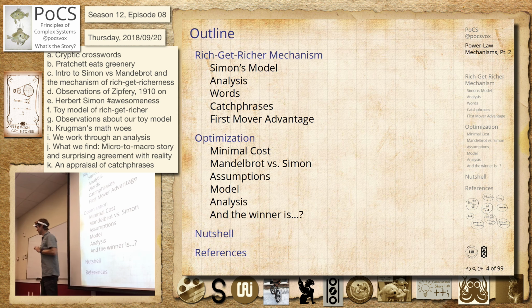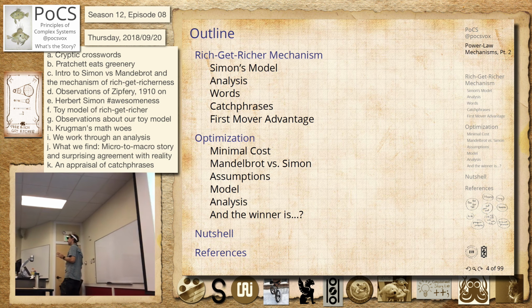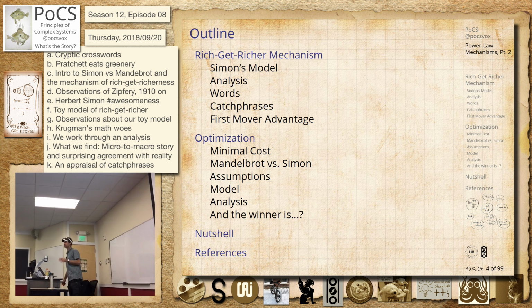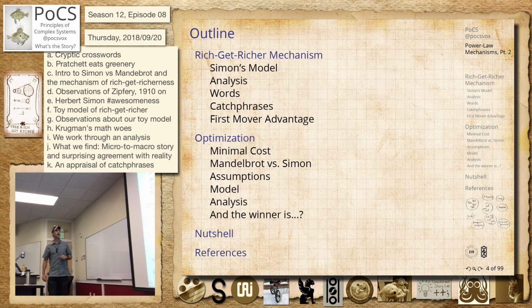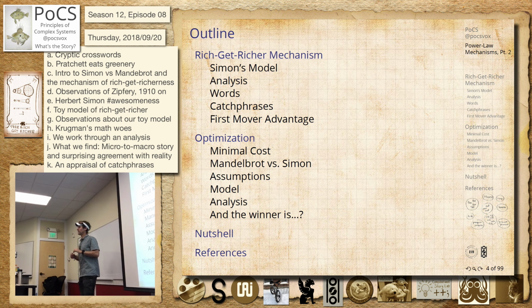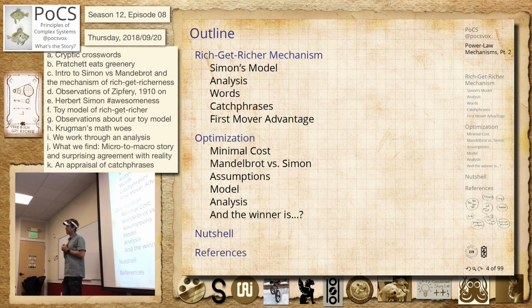So rich-get-richer is what I'm going to call it. You may have heard of other frames as cumulative advantage, which is due to Derek de Solla Price, who built directly on top of Simon's work, and preferential attachment, which is what people say in networks.